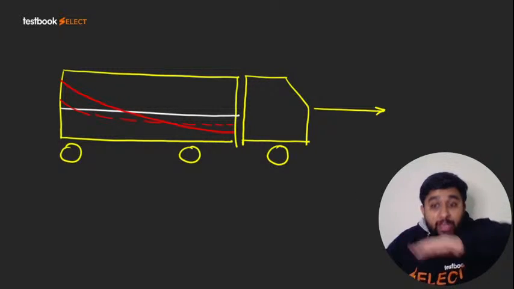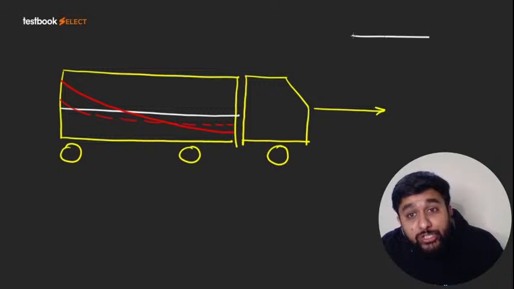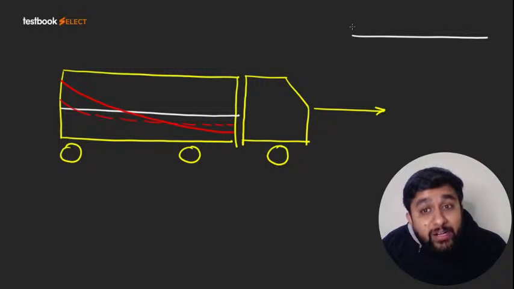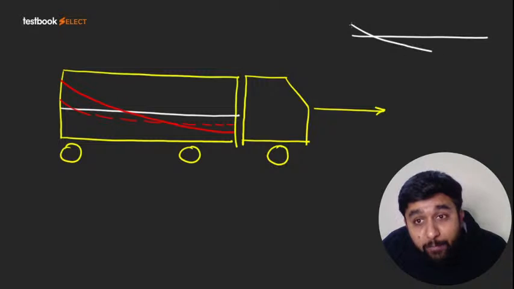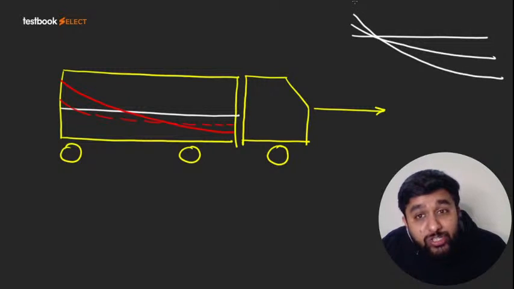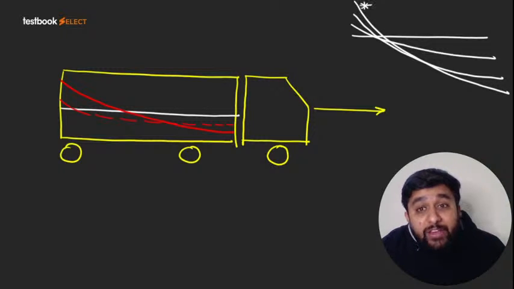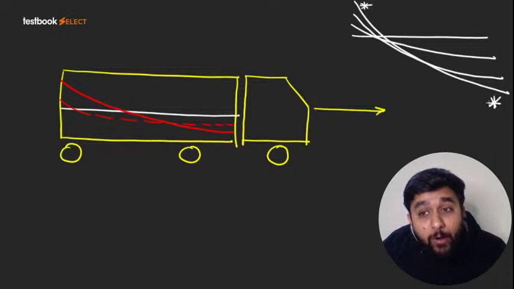So initially the level of water is horizontal. Initially the level of oil is horizontal. But when the tanker starts moving, the shape of the oil surface will change. And after some initial changes, the shape will become constant. So this is the final constant shape of the oil.